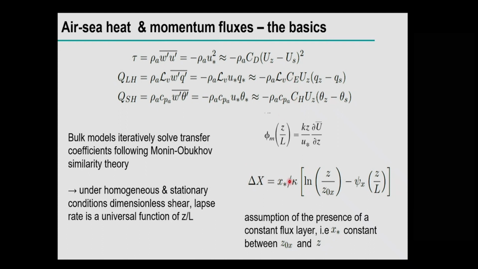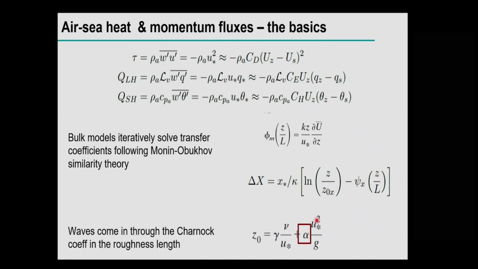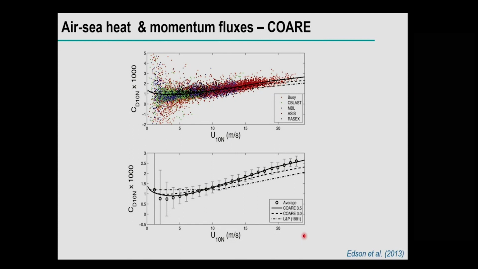Now this assumes that we have a constant flux layer in between the roughness length here and a given height where we have our measurements, which is not true. We know that in the presence of waves particularly. So waves, as Jean already mentioned, come into this roughness length parameter through the Charnock coefficient. And this is a slide that he's already shown you. This is how one of those algorithms, the core algorithm that's widely used, does.